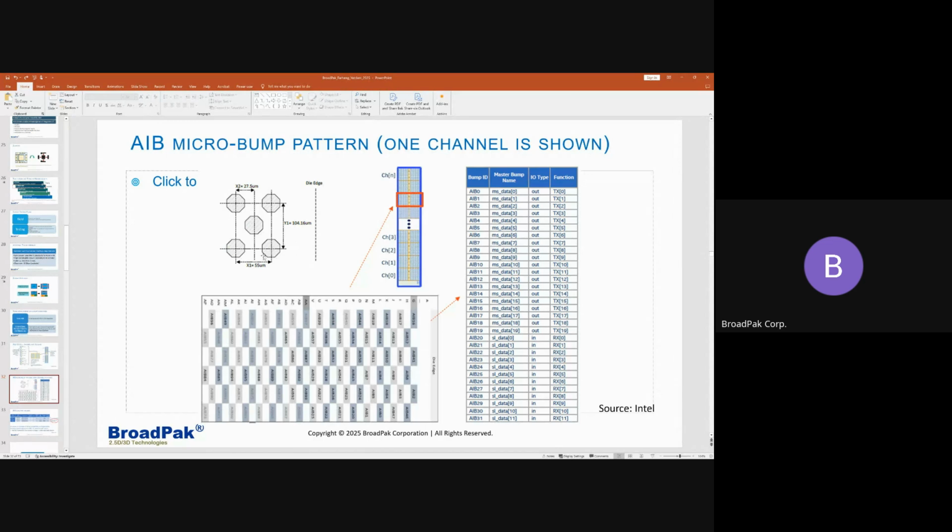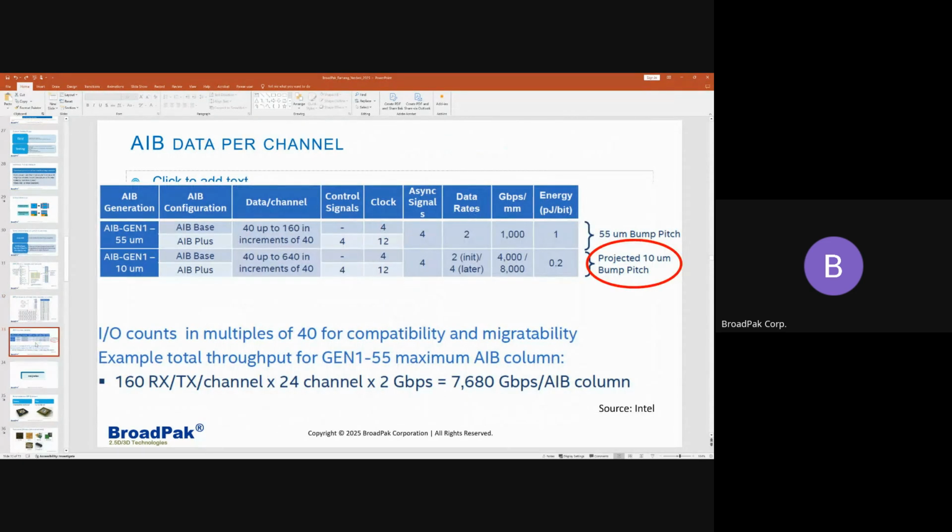If you look at the bump pattern, you will notice that you've got a bump pitch of 55 micron in a staggered type configuration. And it would look something like this. This is the edge of the die, and these are the bump pattern. So you've got probably a TX over here, you've got an RX, IOs over here, on and on. And back then, the bump pitch for the AIB used to be 55 micron, and then the projection was to go down to 10 micron bump pitch.